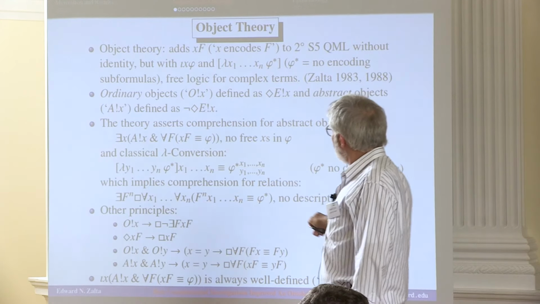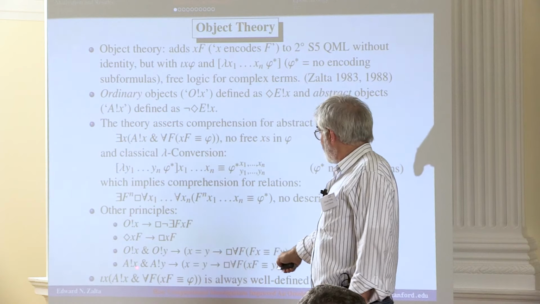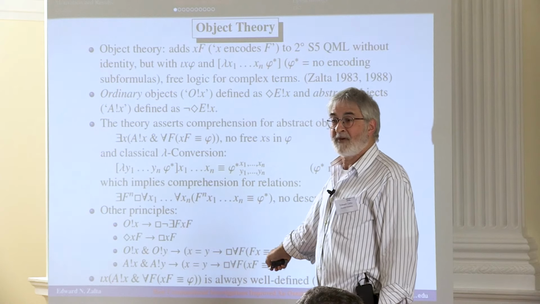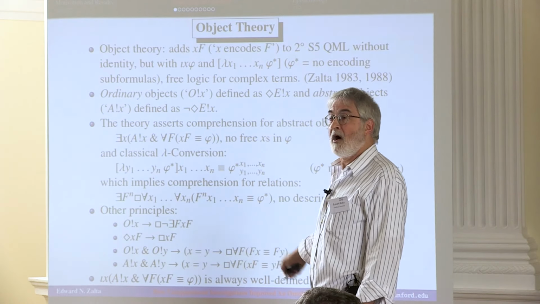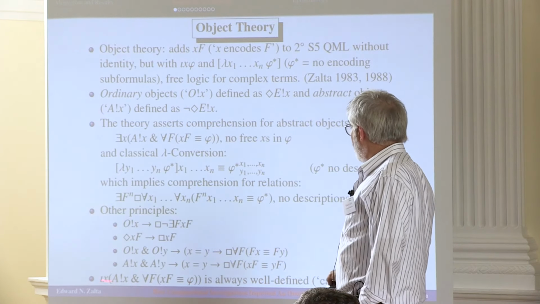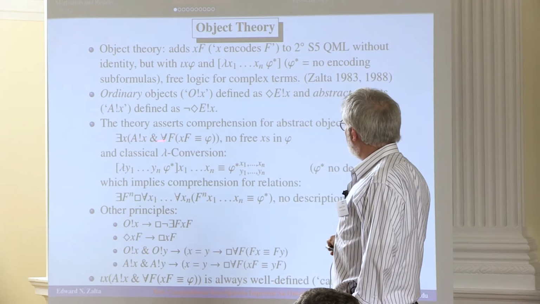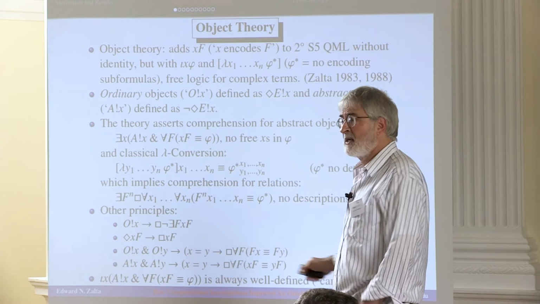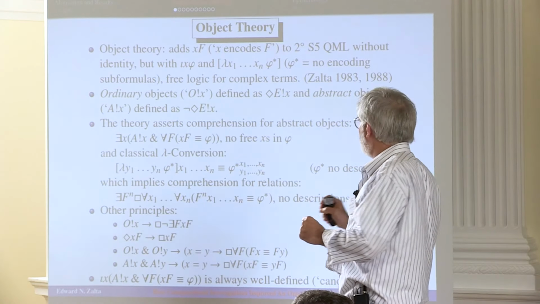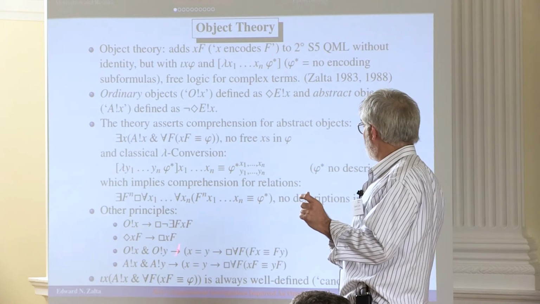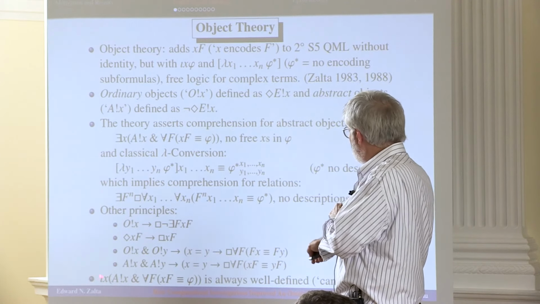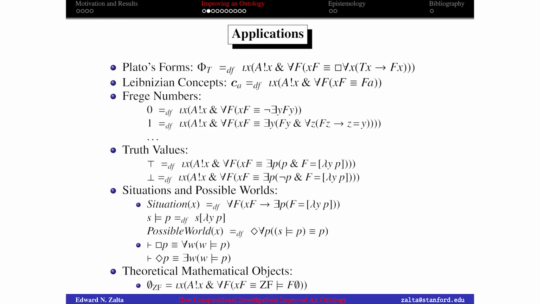So now, given this principle of comprehension for abstract objects and this principle of identity for abstract objects, it turns out that a certain group of definite descriptions in the theory become canonical. They're always well-defined no matter what phi you put in there. Because no matter what phi you put in there, there's going to be a unique abstract object that encodes exactly the properties satisfying phi, because there couldn't be two distinct abstract objects that encode exactly the properties satisfying phi, because distinct abstract objects have to be distinguished by one of their encoded properties. So these definite descriptions become canonical. So let's see how we can use them.